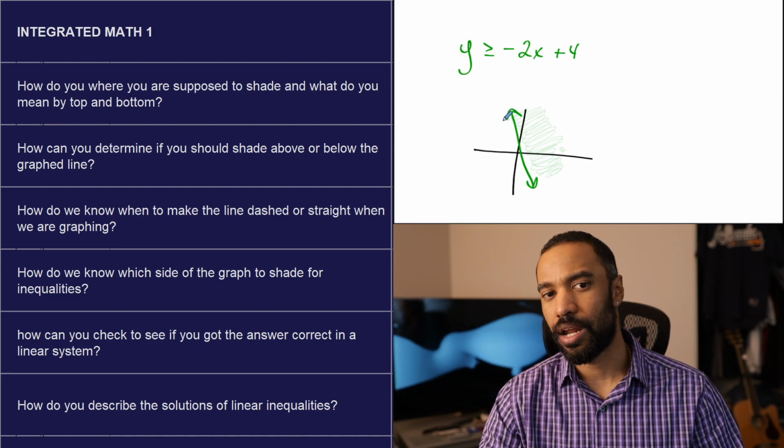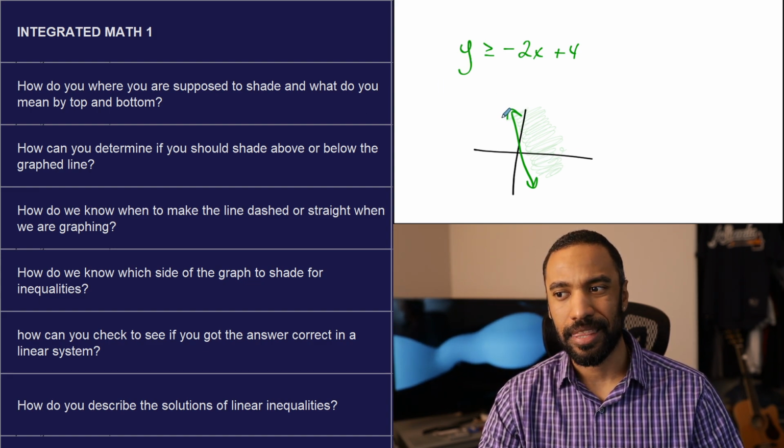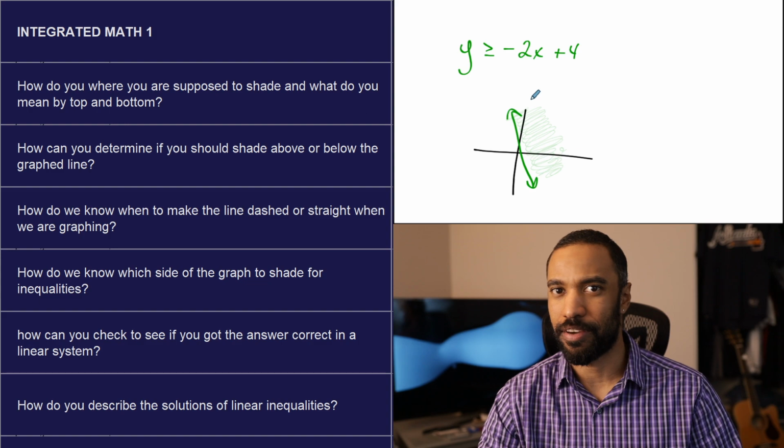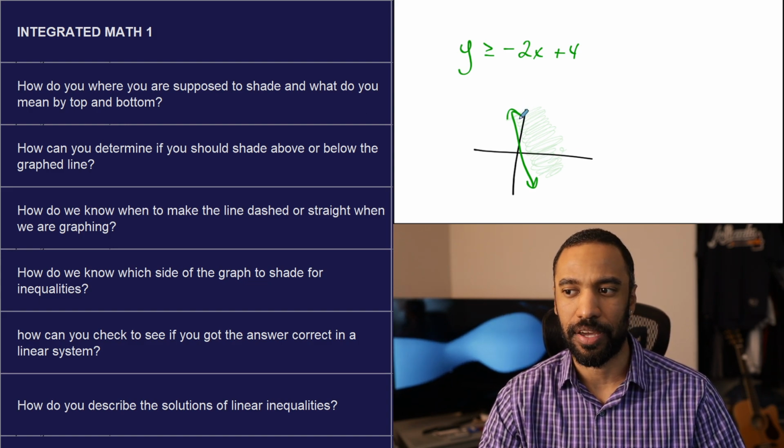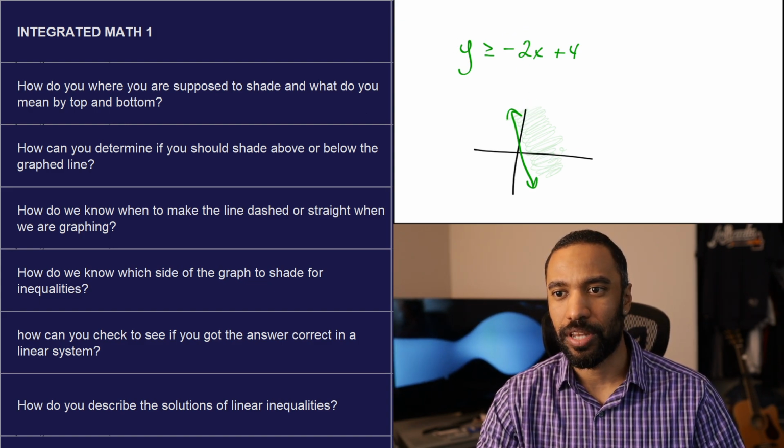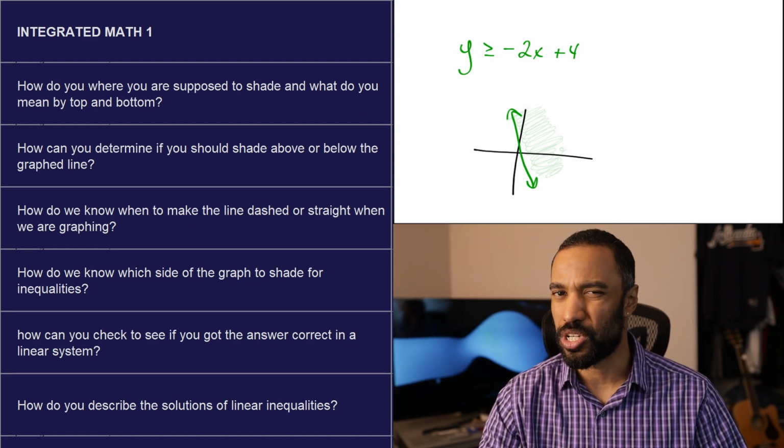Above the line. So you said on top. I hope I mostly say above, but if I say on top, well, on top of the line is fine. You shade above the line. And if it's less than versus less than or equal to, you would shade below the line.